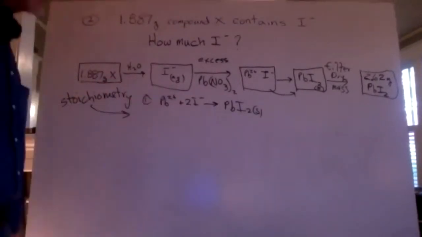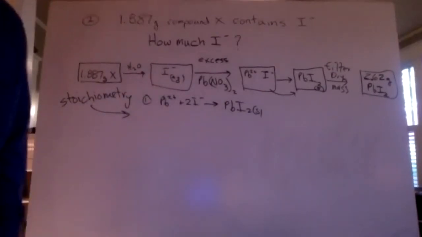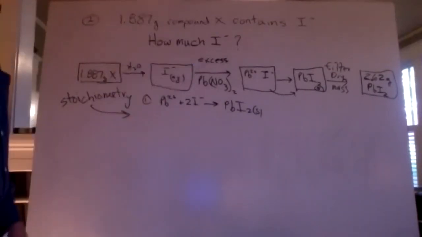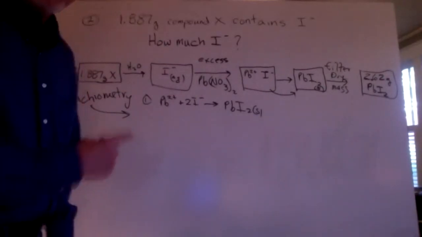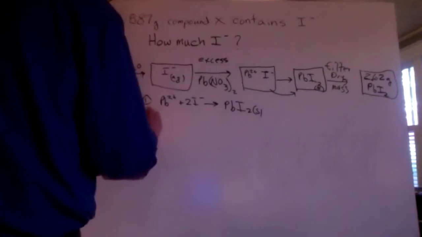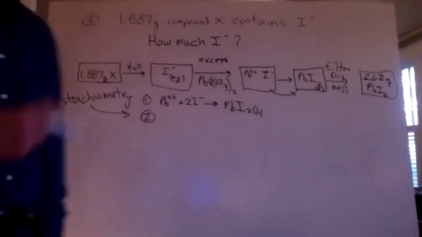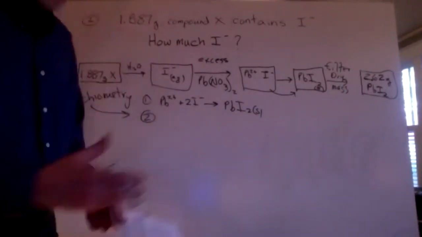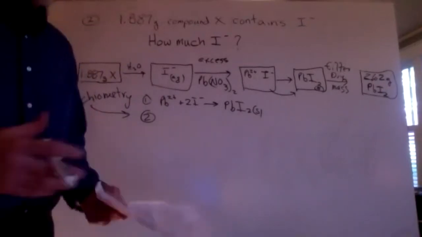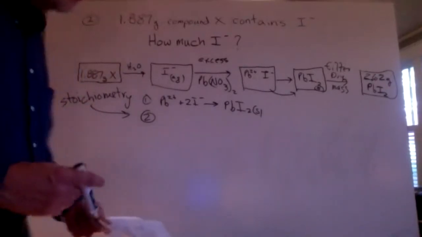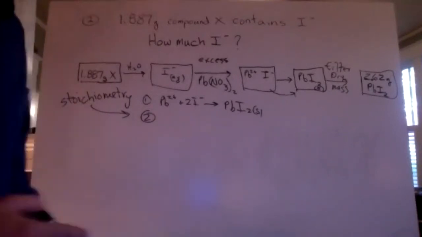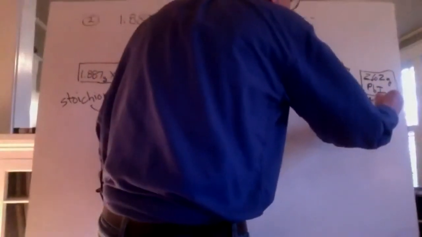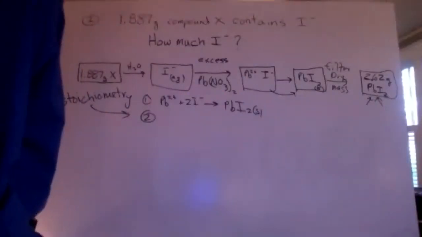Step 1 in stoichiometry is to write out the chemical reaction equation of interest that's at play here. Any questions on that? Okay. The next thing we do is convert whatever mass or volumes we're given into number of moles. The only thing we're given that we can convert into moles is the mass of this product, lead iodide.